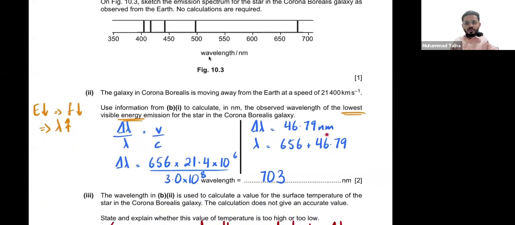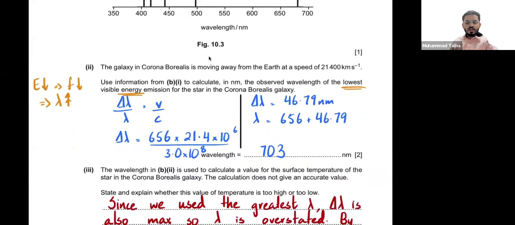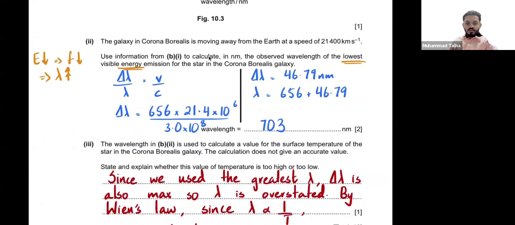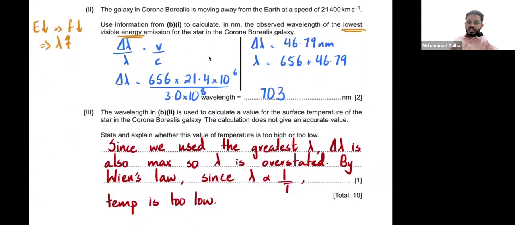Delta lambda turns out to be 46.79 because you know this is redshift. Observed wavelength would be larger. So to this wavelength that I had, I add this amount of redshift and I get the value for the new wavelength. Turns out to be 703 nanometers to 3SF. Last part, also tricky. The wavelength in B2 is used to calculate a value for the surface temperature of the star in the galaxy. The calculation does not give an accurate value. State and explain whether this value of temperature is too high or too low.